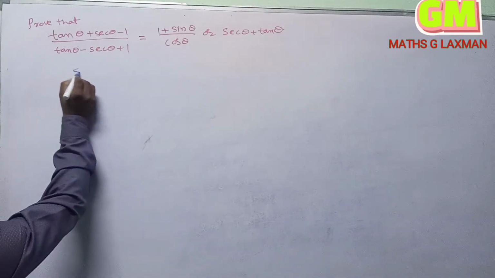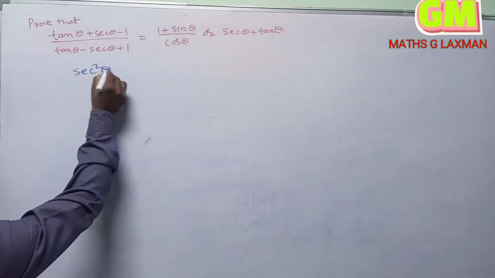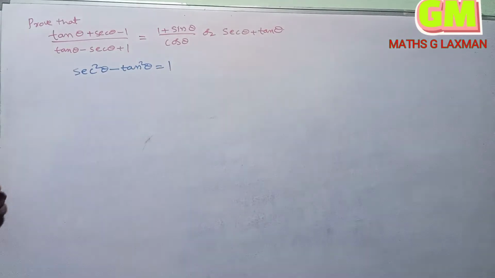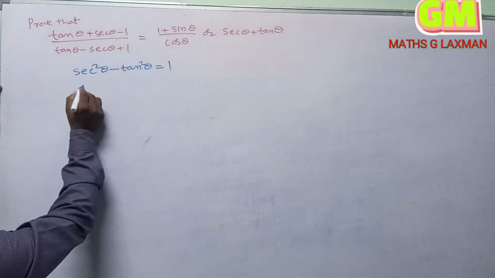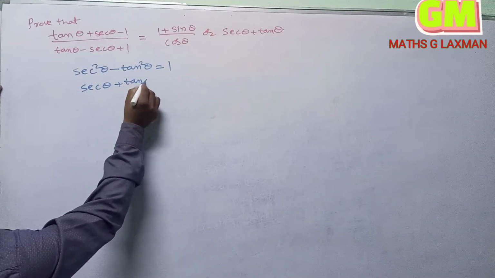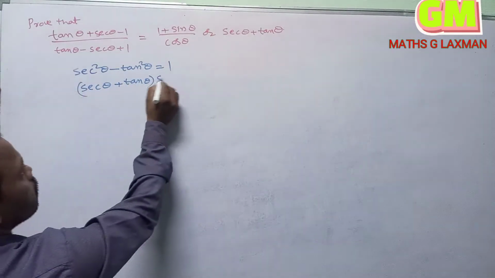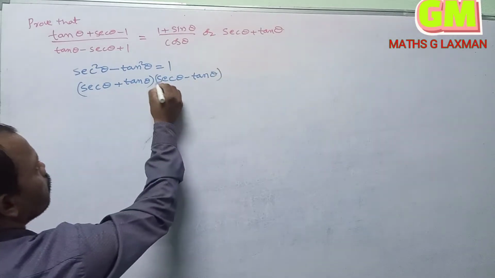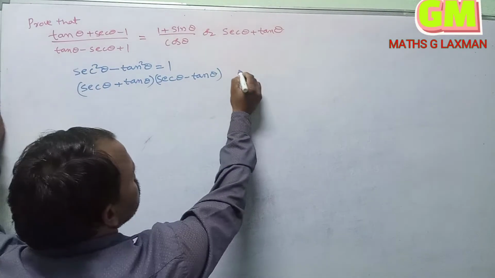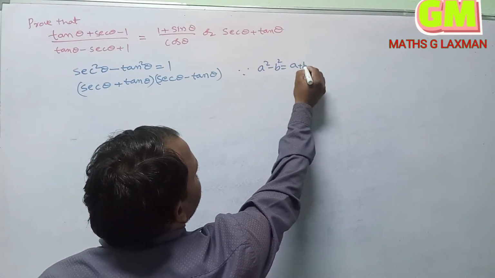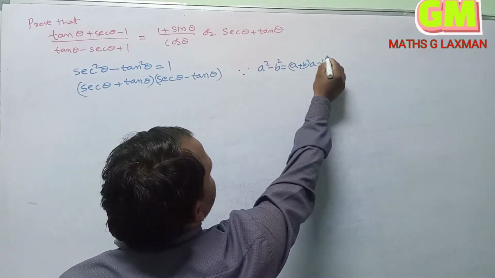So we have identity secant square theta minus tan square theta, which is equal to 1, and this we can write as secant theta plus tan theta into secant theta minus tan theta. How? A plus B into A minus B. A square minus B square is equal to A plus B into A minus B.